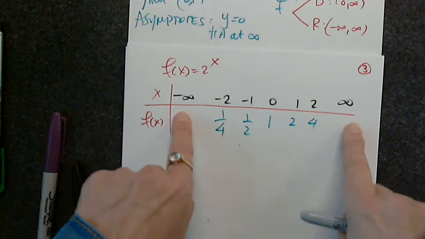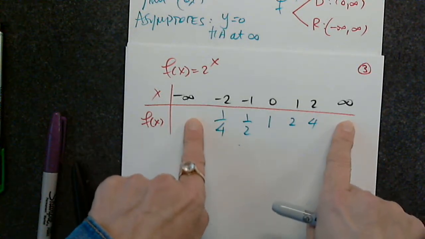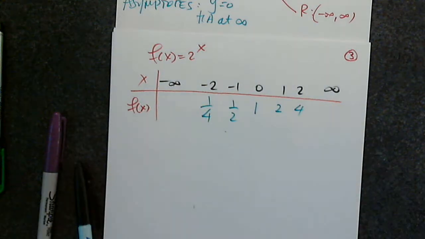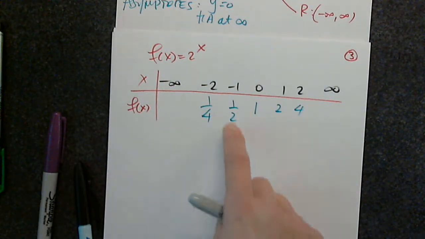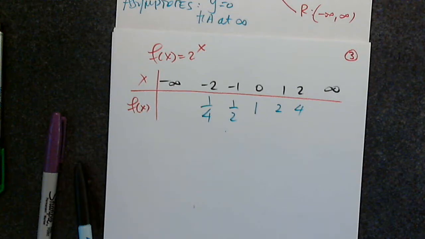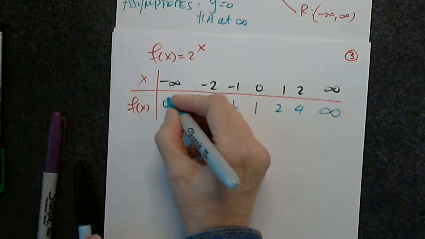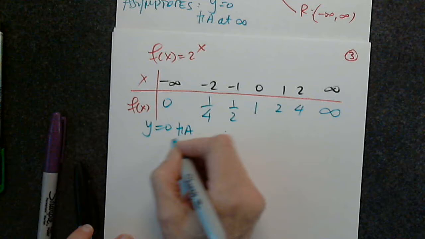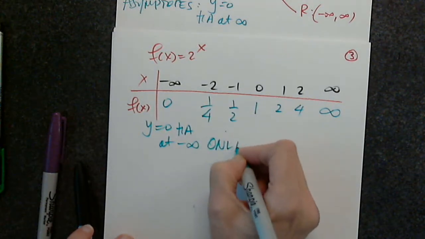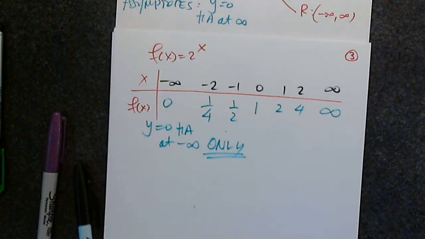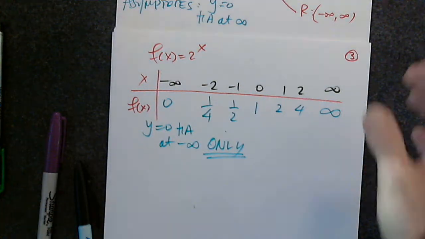Now I need to determine this. What is this? The end behavior. Perfect. Let's go this way now. 1/2, 1, 2, 4, 8, 16, 32, 64. Great. Let's go this way. So this time y equals 0 horizontal asymptote at -infinity only. This is something new. We have never seen this before. We've seen functions with horizontal asymptotes, but the horizontal asymptote was the same on both sides. This one doesn't even have a horizontal asymptote at both.